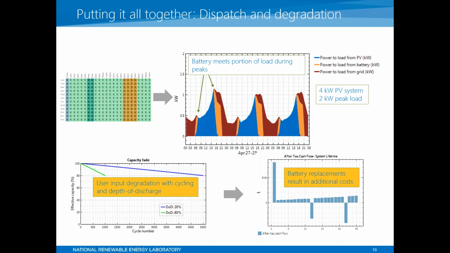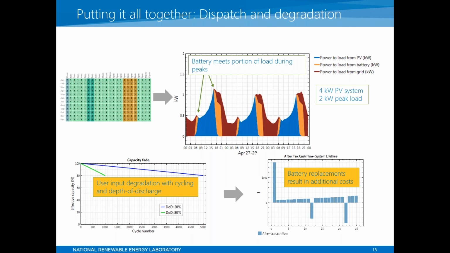On the lower left, you can plot things like how fast the battery is degrading. So you can see effective capacity over a number of cycles, as the battery starts to go bad or not be as effective. And then in the lower right, you can see, oh, in year 12 and in year 23, I have to replace the battery. And so that's the kind of question that you can start to get at.